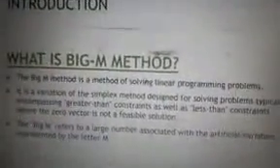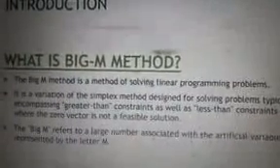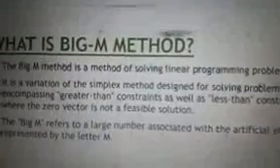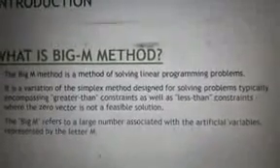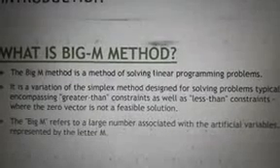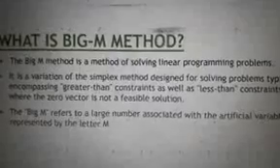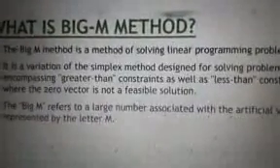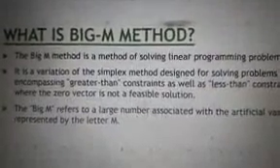Introduction. What is the Big M method? The Big M method is a method for solving linear programming problems. It is a variation of the simplex method designed for solving problems typically encompassing greater than constraints as well as less than constraints, where the zero vector is not a feasible solution. The Big M refers to a large number associated with the artificial variables, which is represented by the letter M.